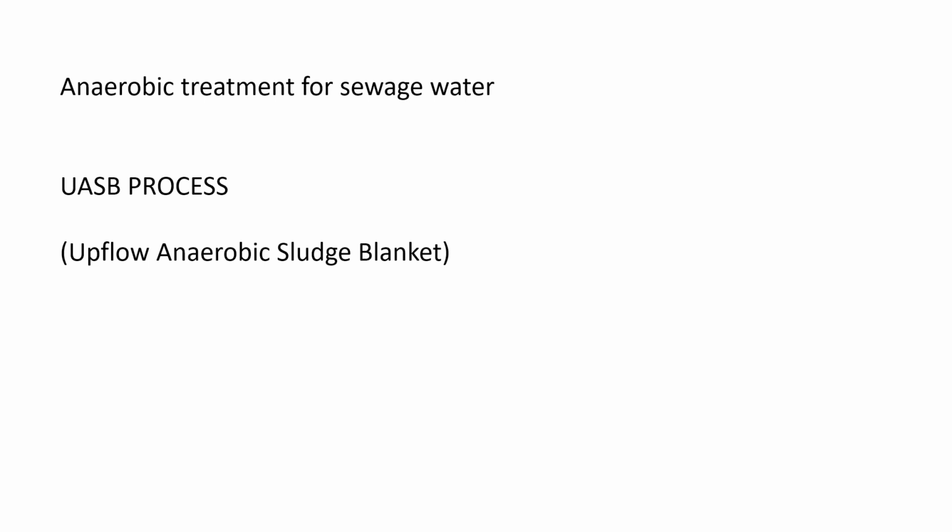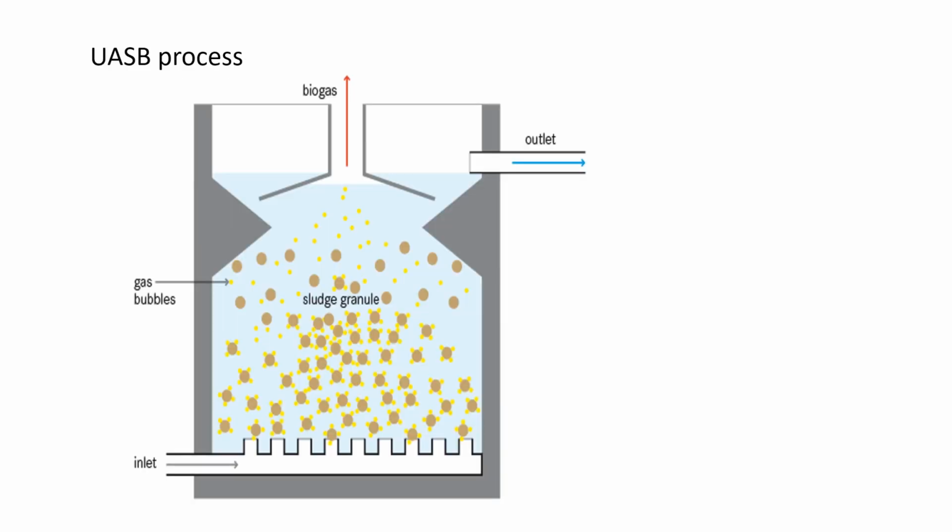What is this UASB process? So this is our UASB reactor. The center portion of this reactor is known as the sludge blanket, and this sludge blanket mainly contains many granules. We can see many granules in this sludge blanket region. And these granules contain anaerobic bacteria. So anaerobic bacteria mainly carry out the anaerobic oxidation.